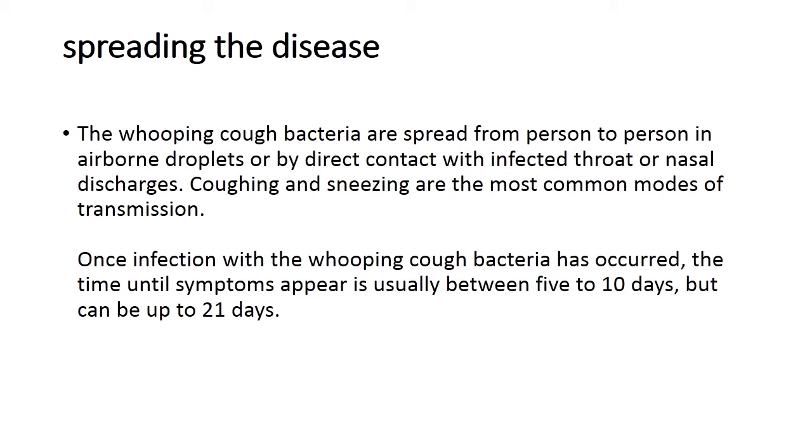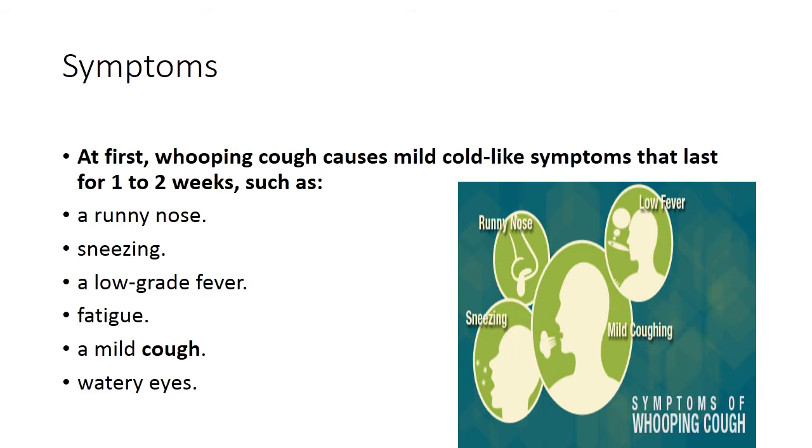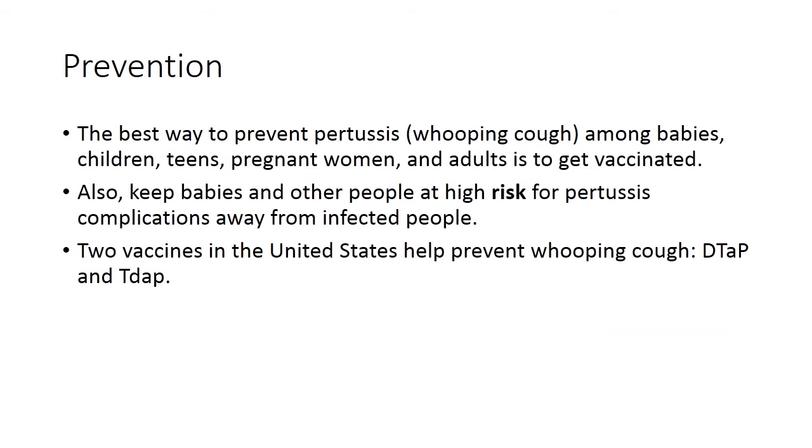How can this disease spread? The whooping cough bacteria are spread from person to person in airborne droplets by coughing, by sneezing, or by direct contact. Once infection with the whooping cough bacteria has occurred, the time until symptoms appear is usually between 5 to 10 days, but can be up to 21 days. The common symptoms of this disease are a runny nose, sneezing, a low-grade fever, fatigue, a mild cough, and a watery nose.